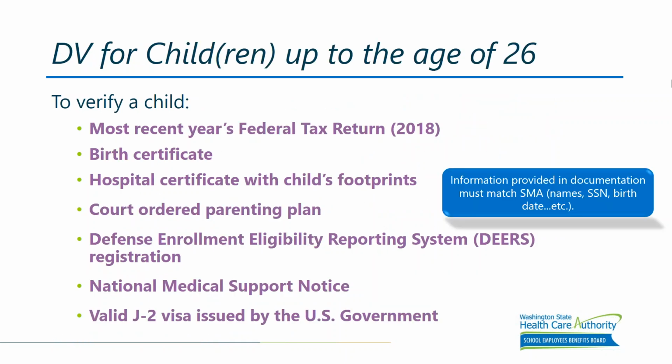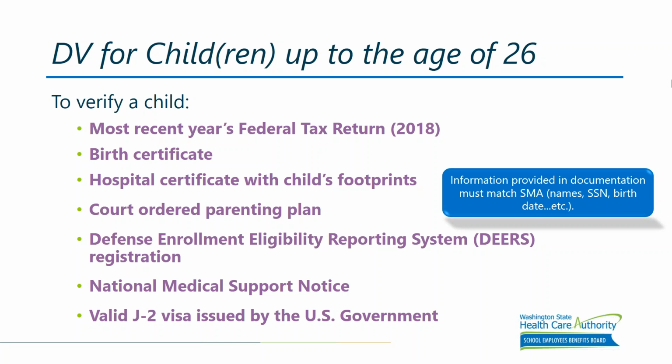For dependent verification for children up to the age of 26, a most recent year's federal tax return, so 2018 federal tax return, could be supplied. Of course, it's going to have the subscriber's name or the spouse's name on that document along with the child. And if their social security numbers are visible, we'll want to compare that information to what's in SEBB My account as well. If they don't have their child on their tax return, they could submit a birth certificate. If they don't have that, they can submit the hospital certificate with the child's footprints.